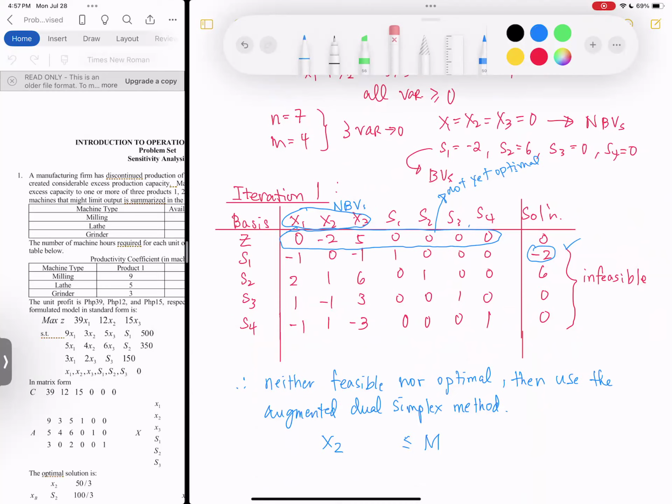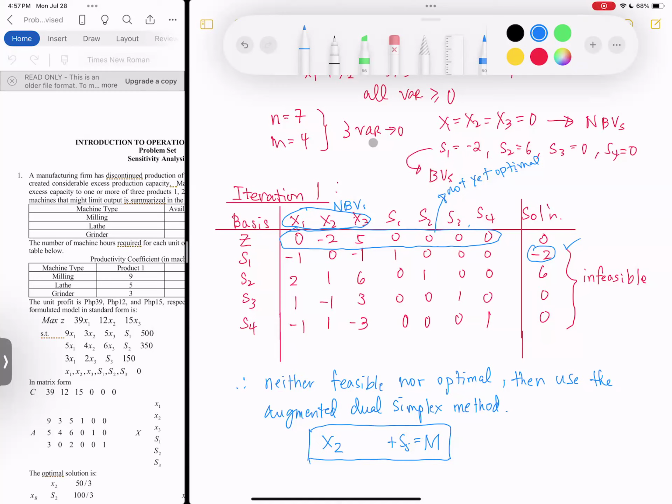So we take this out. And in standard form, that would be x2, you add another variable, plus s5 equal to m. So this is the constraint that you need to add. Again, if x3, for example, has a negative coefficient, then this becomes x2 plus x3 plus s5 equal to m in standard form. And then since we added one variable, you will now go back here.